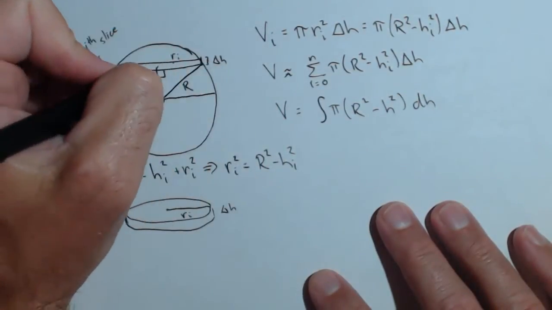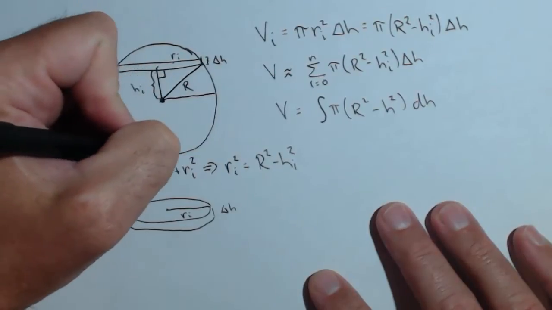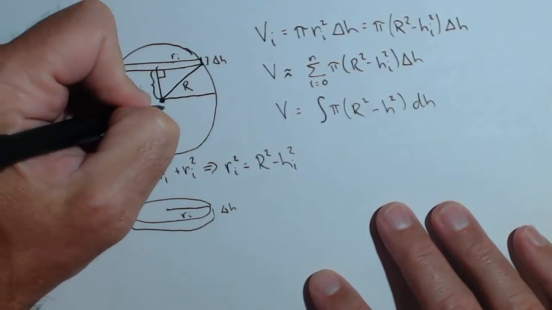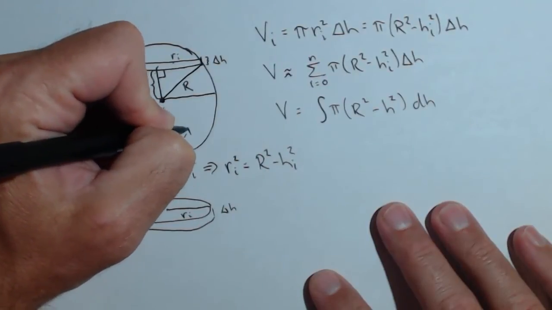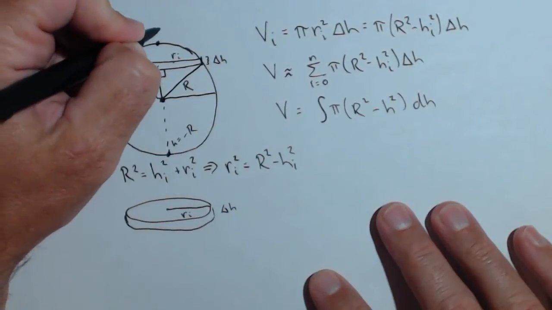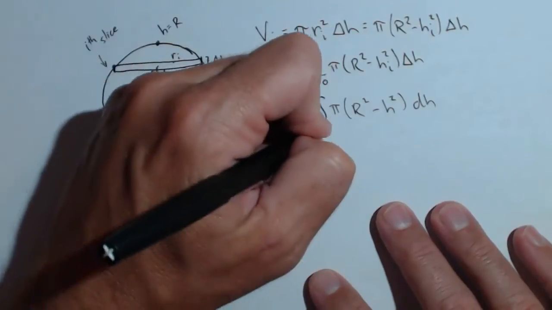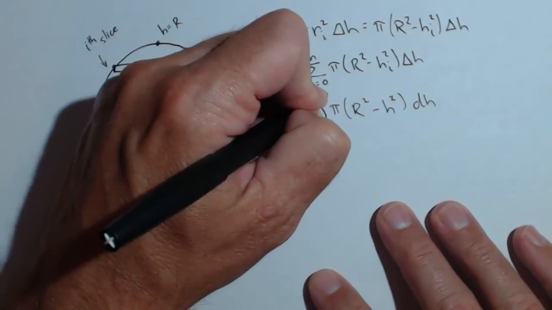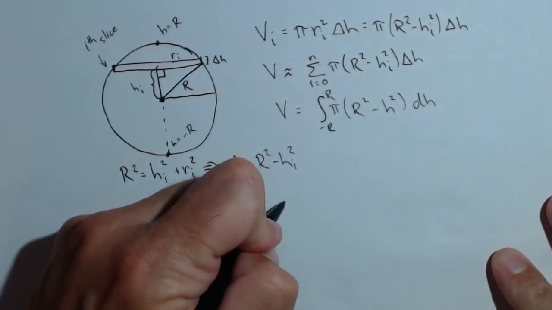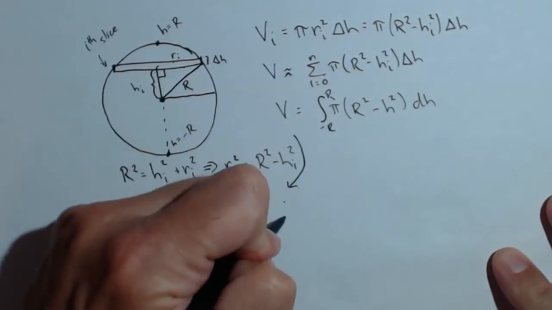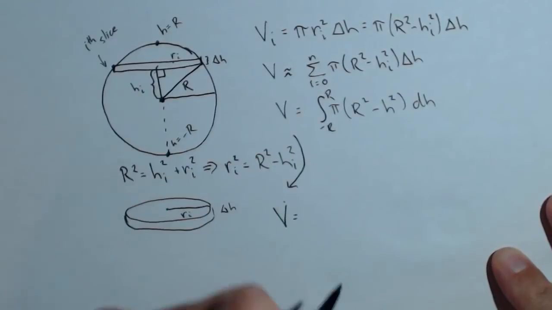Now, the range on h, it can go down here and all the way up to here. So if we think about what that is, down here, h would have a value of negative r. Up here, h would have a value of r. So we're going from negative r to r. So there's the integral we need to solve. I'm going to skip that here and come down here.